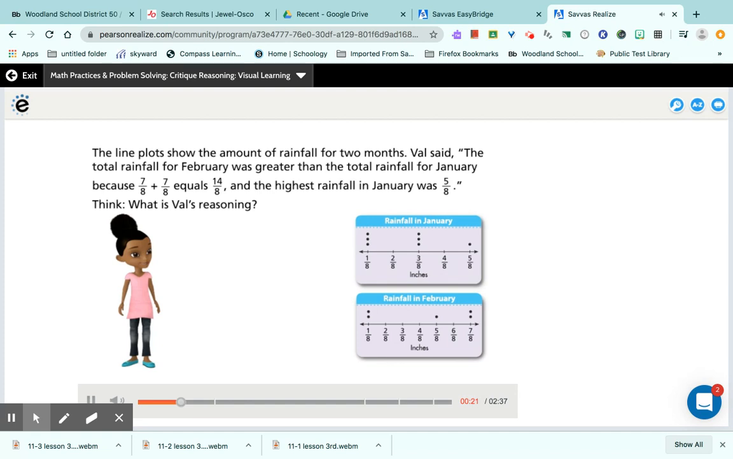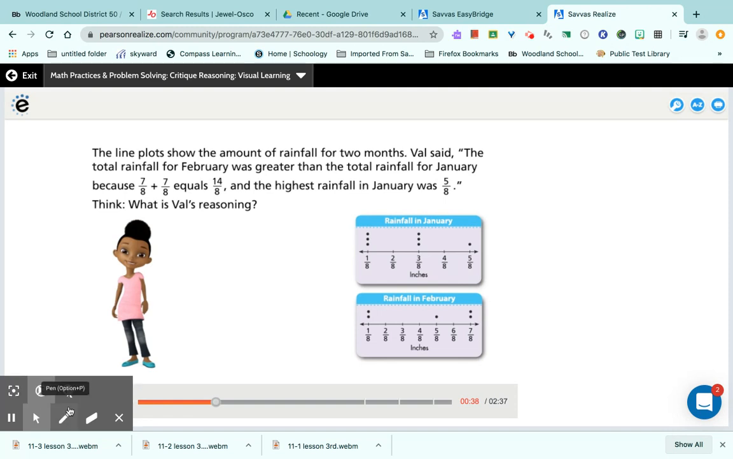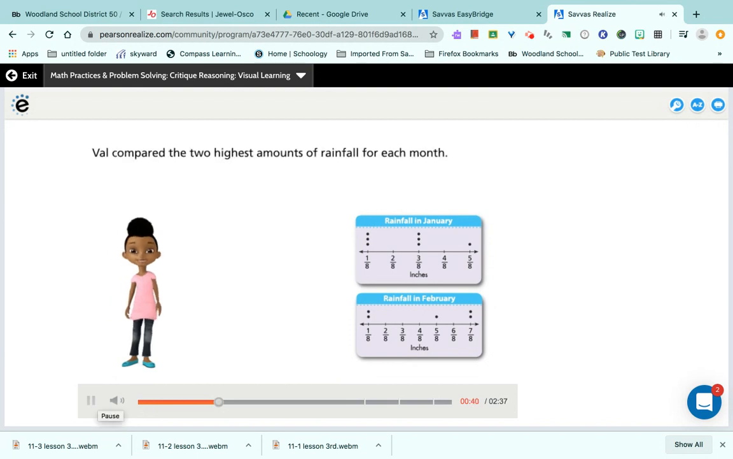Val said the total rainfall for February was greater than the total rainfall for January because 7/8 plus 7/8 equals 14/8, and the highest rainfall in January was 5/8. Think, what is Val's reasoning? Val compared the 2 highest amounts of rainfall for each month.